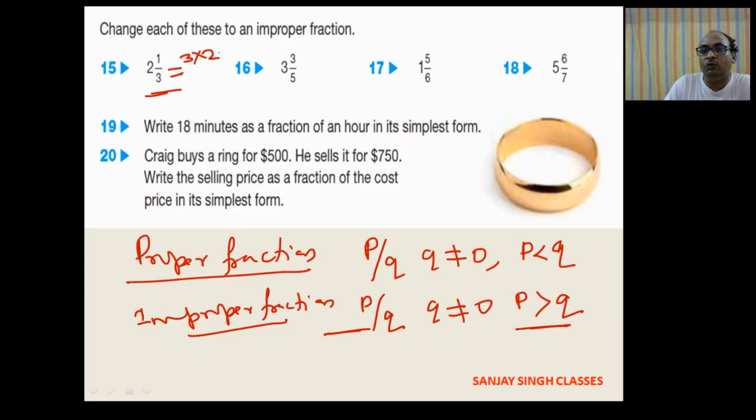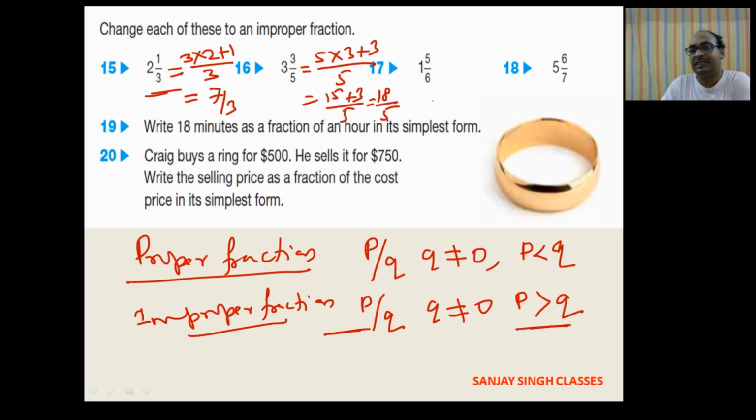3 into 2 plus 1 divided by 3. It is giving you what? 3 to the 6 plus 1, 7 by 3. Then similarly, 5 into 3 plus 3 by 5. So 5 threes are 15 plus 3 by 5, which is 18 by 5.